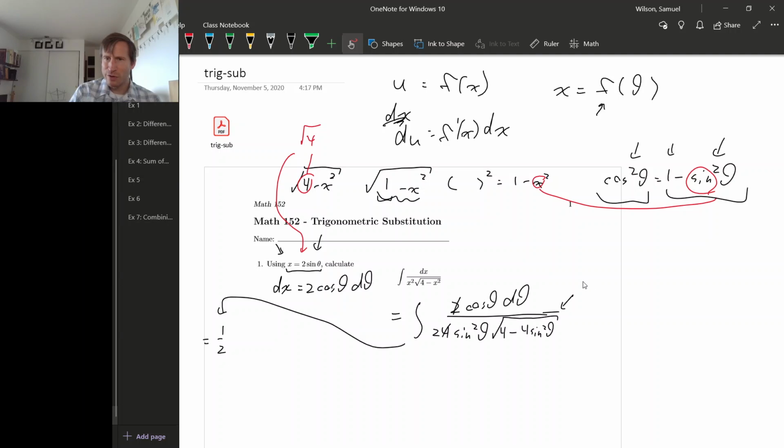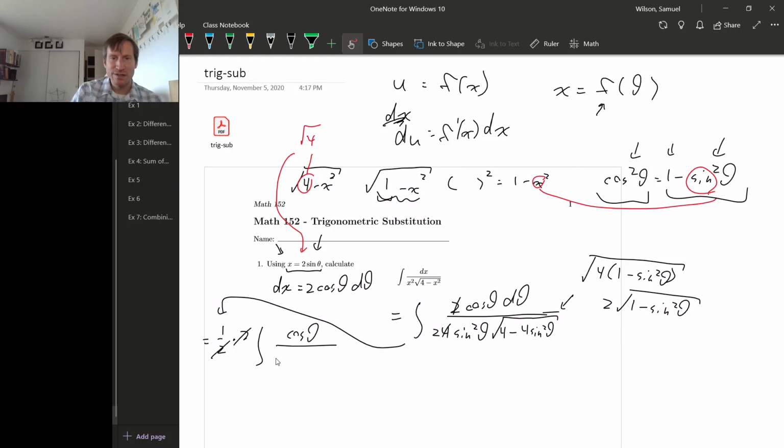Also, this square root is the same thing as, right, we can factor out that 4 inside the square root, so 4 times 1 minus sine squared theta. But then we can move it outside the square root. So it's 2 times the square root of 1 minus sine squared theta. So we have an extra factor of 2 here. Let's move that outside. So that cancels the half. Integral of cosine theta over sine squared theta times the square root of 1 minus sine squared theta.